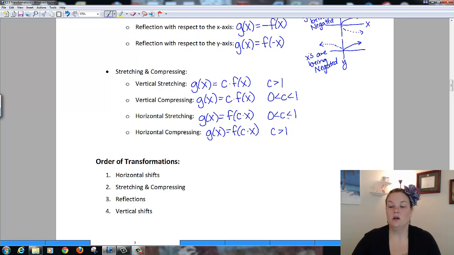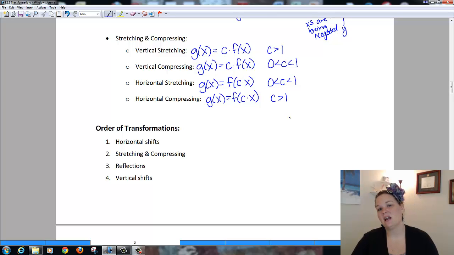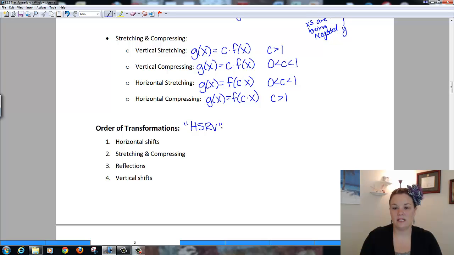Okay, so last thing I need to go over before we do some examples is the order of transformations. This is kind of like the order of operations. Remember, please excuse my dear Aunt Sally or PEMDAS. This is the same thing, but it's the order we have to do our transformations in. You may have all your transformations correct, but if you do them in the wrong order, your picture isn't going to look right. So the order here, our acronym is HSRV. We do horizontal first, then stretching and compressing, then our reflections, and then last we do our vertical shifts. If you need an acronym to help you remember it, you can just remember HSRV.